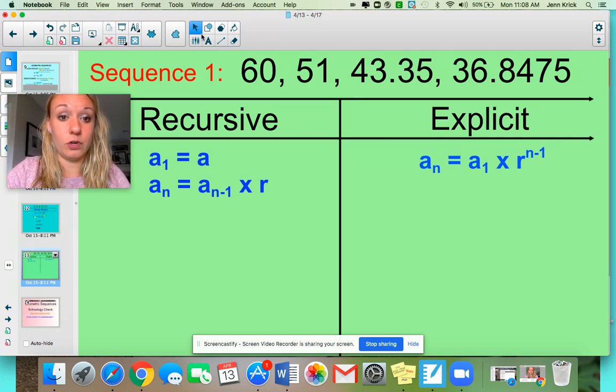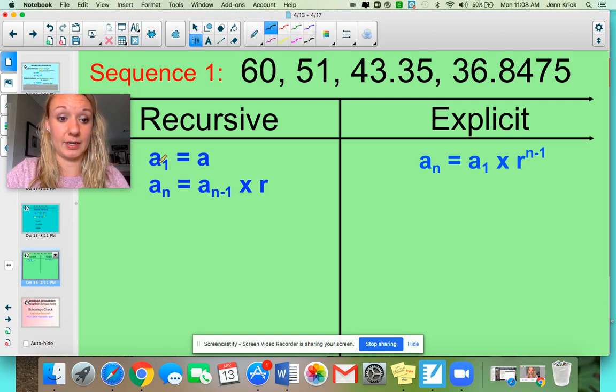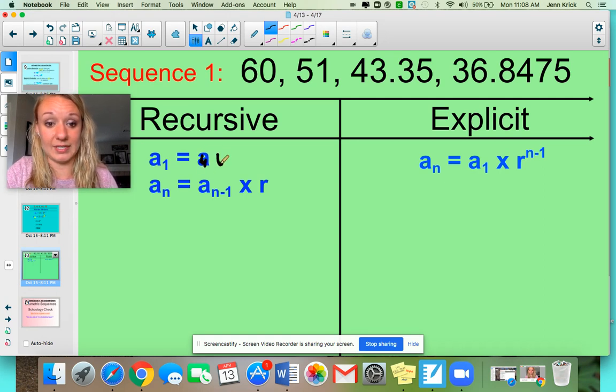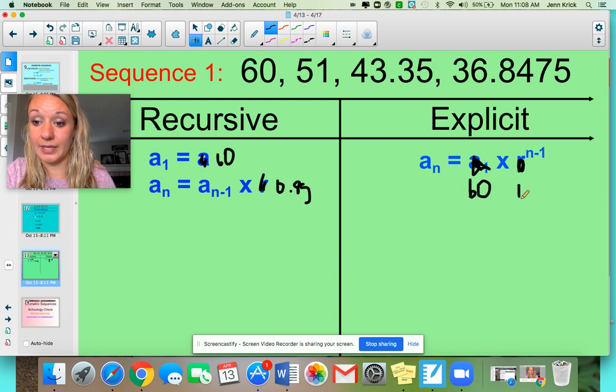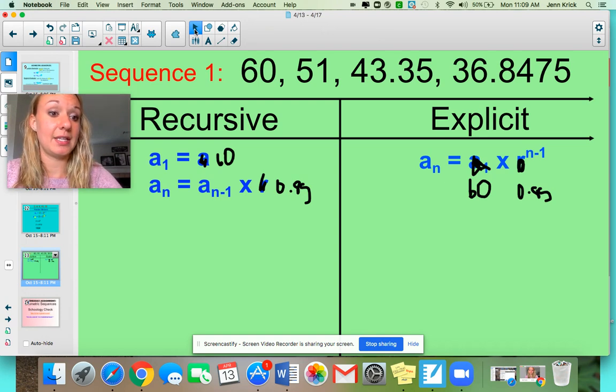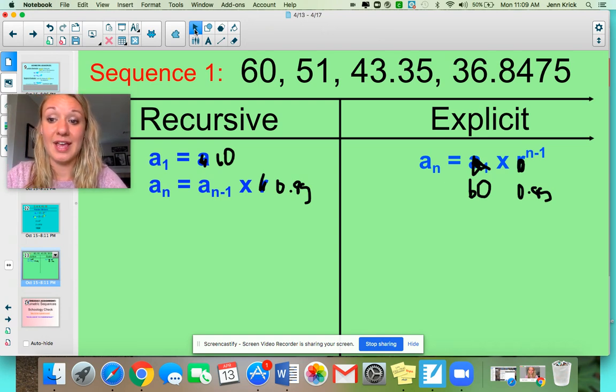So if I was filling in my formula here, and I'm just going to write right over the numbers here, I know that for my recursive, it's going to be A1 equals the first term in my sequence. So instead of A, I'm going to have 60. And then instead of R, I'm going to have 0.85. For my explicit, instead of A1, I would take that out and I would plug in 60. And then instead of R here, I would plug in 0.85. And then if I asked you, go find the 75th term in the sequence, you could use your explicit formula over here, and then instead of n, plug in 75, and then simplify from there.